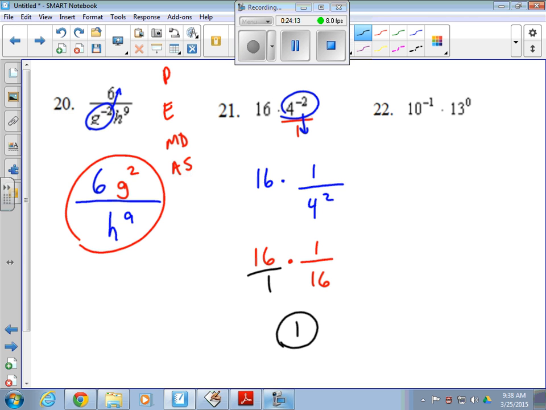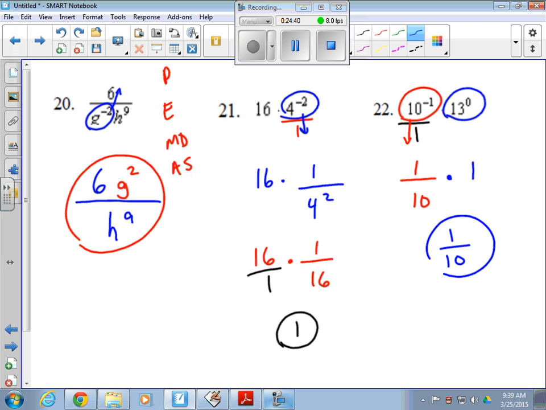10 to the negative 1 times 13 to the 0. Anything raised to a negative exponent rides the elevator. It goes down since it's at the top. It becomes 1 over 10 to the positive 1. There's no reason to write something to the positive 1. Times 13 to the 0. Anything to the 0 power is 1. So times 1 will simply leave us with 1/10.